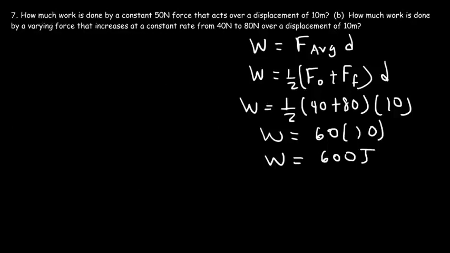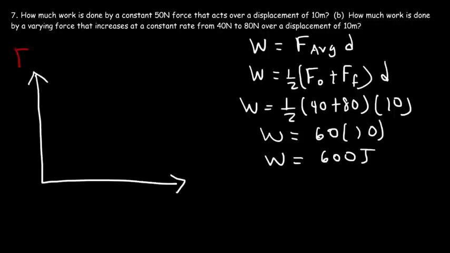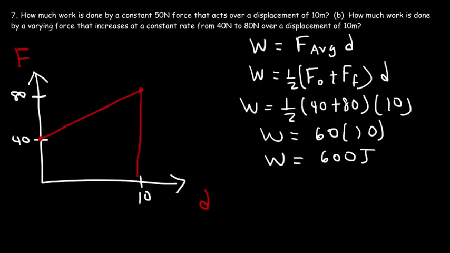Now for the second example, we can graph it as well. So this is going to be the force and the displacement. Now the force increases from 40 to 80 over a displacement of 10 meters. So at 0 the force is 40, and at 10 it's 80. So it increases at a constant rate. So what we need to do is find the area of the shaded region. How can we do so?